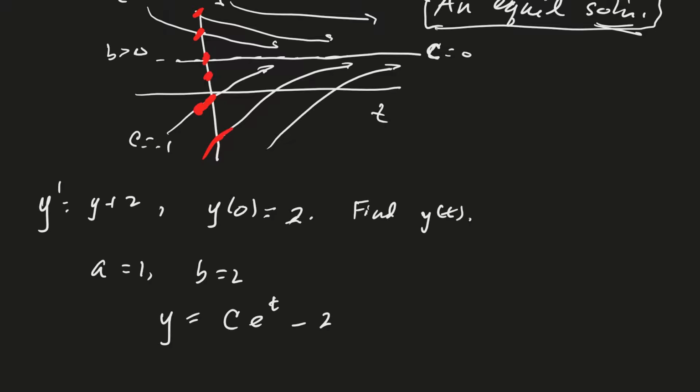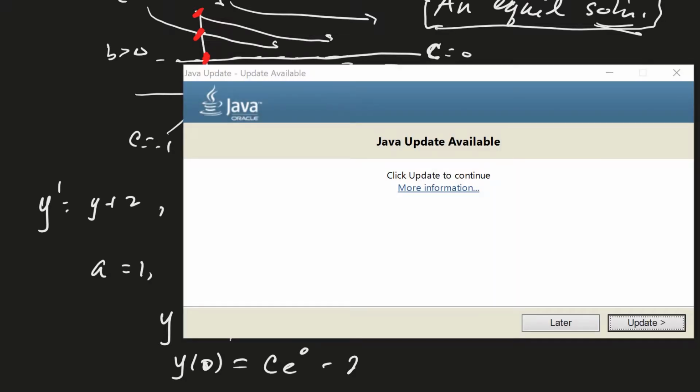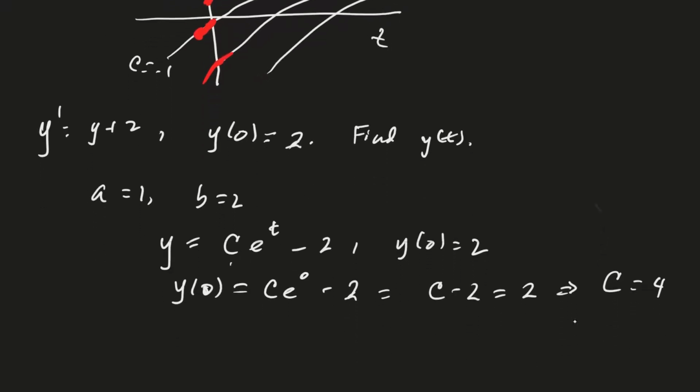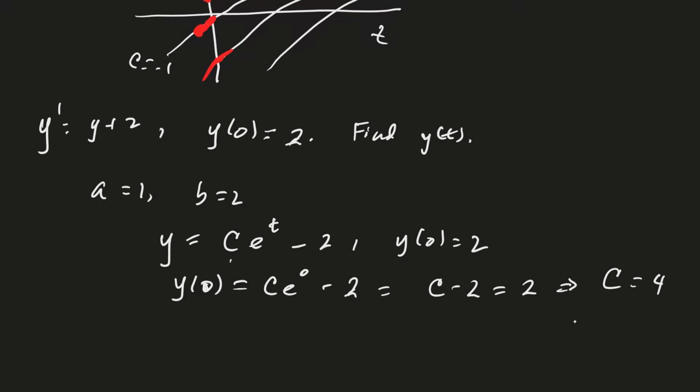Now I want y of 0 to be equal to 2, and that gives me the ability to solve for c. So if I put in 0, I get c e to the 0 minus 2, which equals c minus 2. I want that to be equal to 2. So therefore my c is equal to 4. And so my specific solution here is going to be 4 e to the t minus 2.